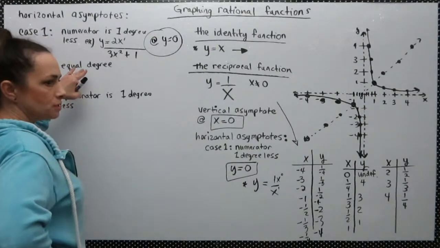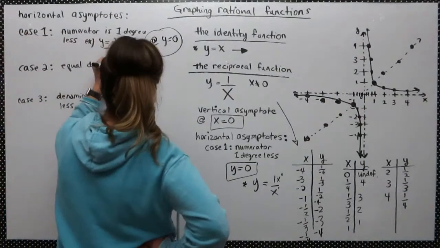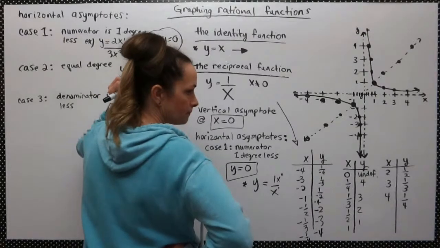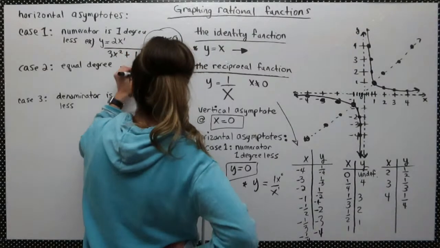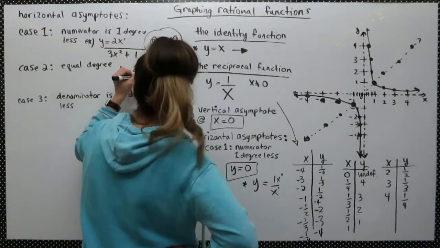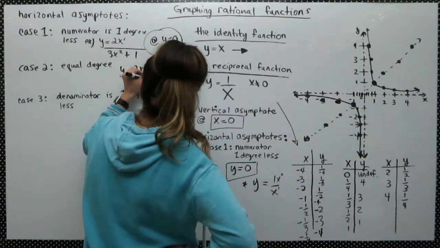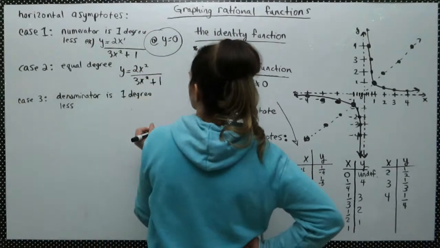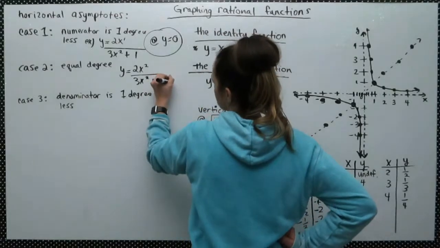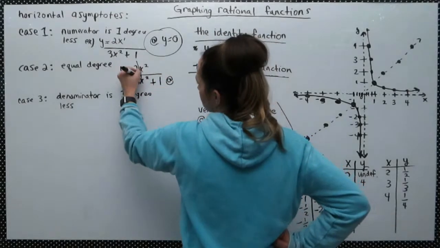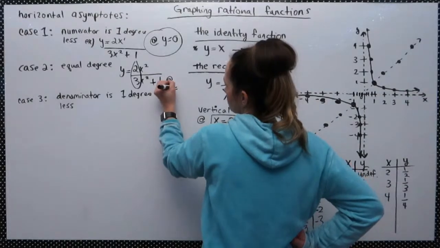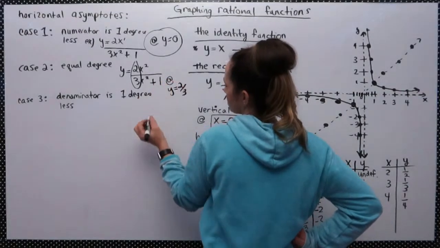If they're equal degree, let's see what I have written down. So y equals 2x squared over, what was it, 3x squared plus 1. Then your asymptote is going to be, you'll look at your coefficients here, 2/3. Okay, y equals 2/3 would be your asymptote.